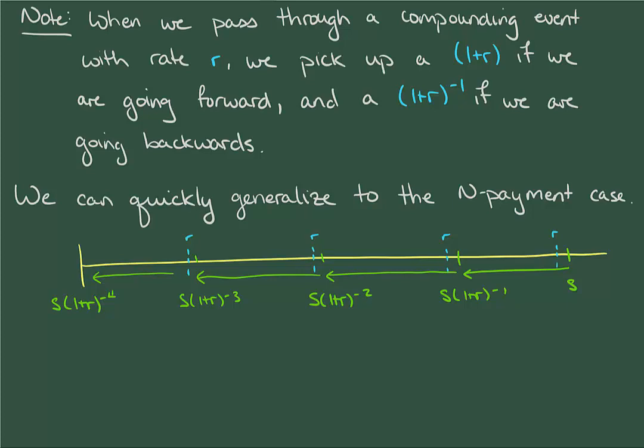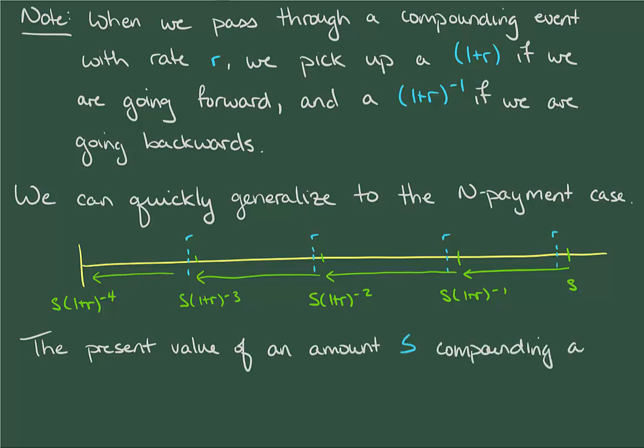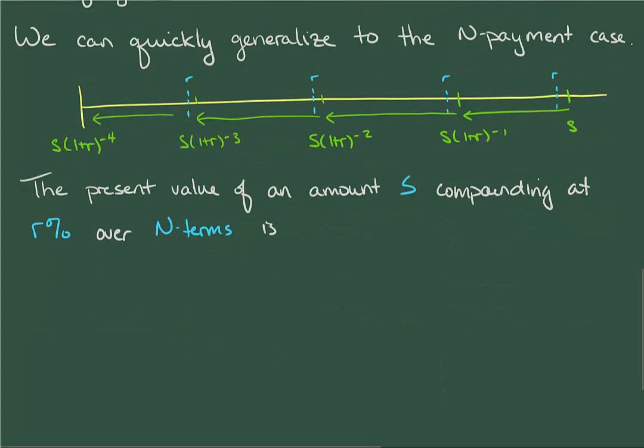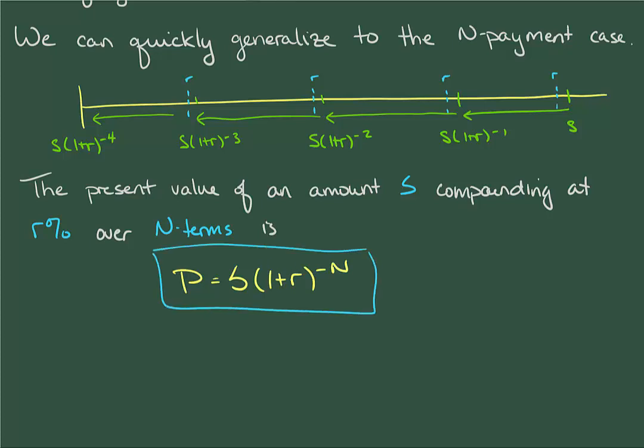Now, notice that the power is 1 plus R to the -4 at the beginning, and that's because we've passed through 4 of these compounding events. So we can say that the present value of an amount S, which is compounding at a rate R over n compounding terms, is this, which is exactly the same formula as the future value, but we have this negative exponent. And again, the n shows up because that's how many compounding periods we pass through, and the exponent is negative because we're moving backwards in time.